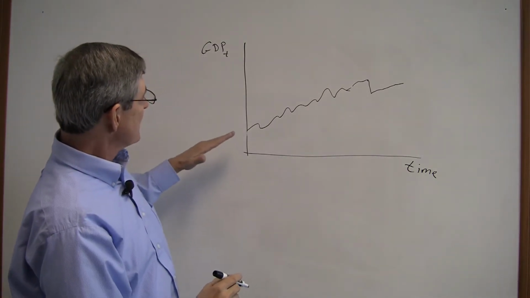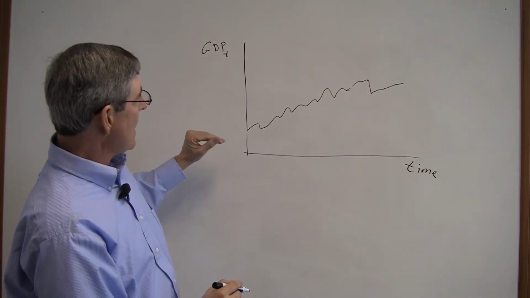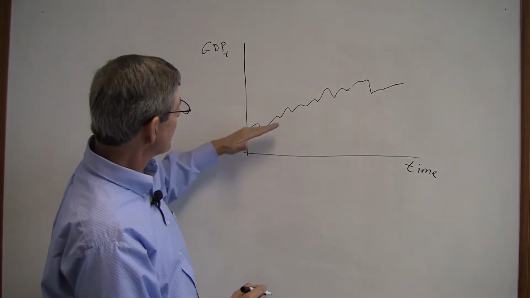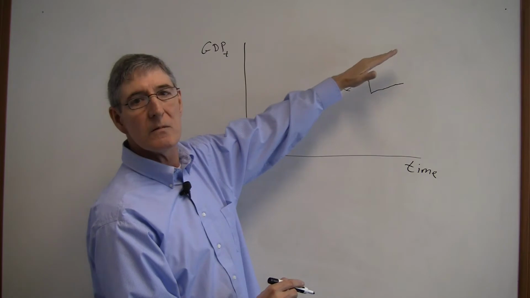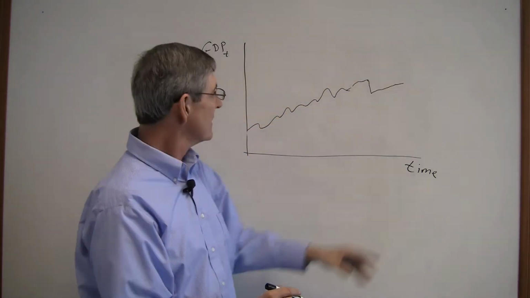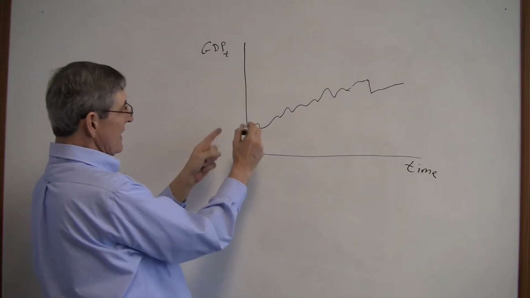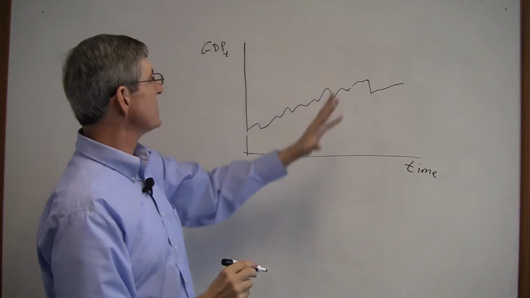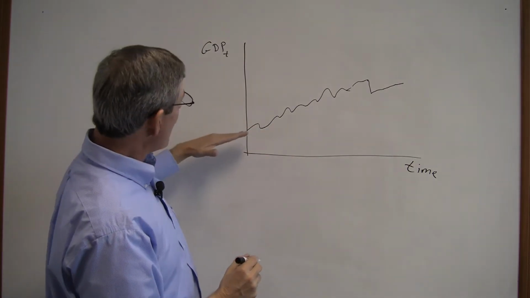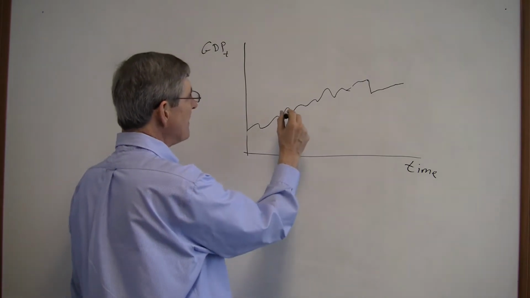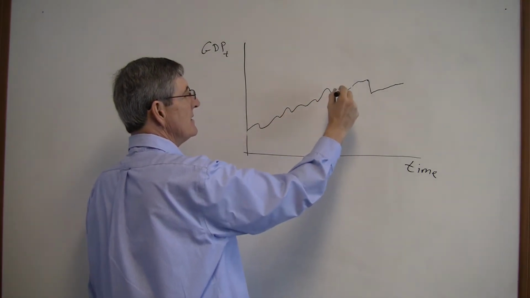Now, there's some features of this that are going to make the econometrics trickier than what we've encountered so far. The first is the fact that this thing grows over time, it moves upward over time. This is really the log of GDP. Actual GDP would have more of a curve to it. It would grow more exponentially. But anyway, this upward trend in GDP is going to mean that the average value here is different from the average value here.